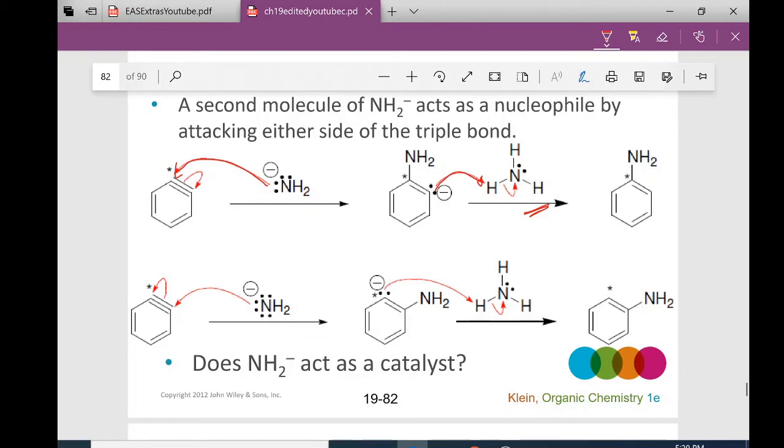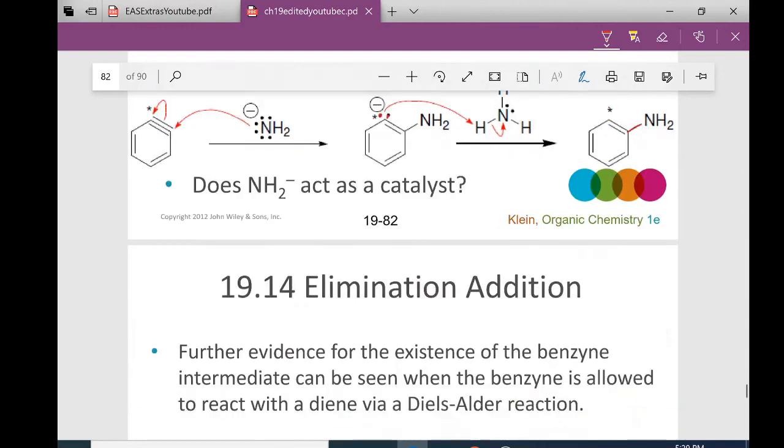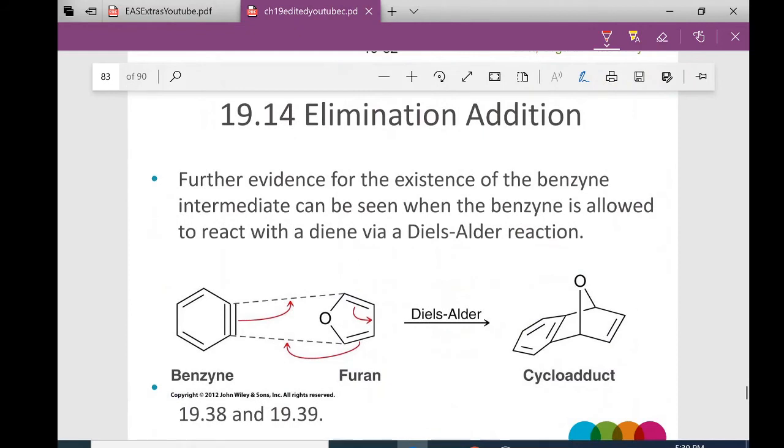Okay, and so we can get that to happen at the carbon that was bearing the leaving group and at the adjacent carbon. So if our lone pair ends up at the adjacent carbon, then that's where we're going to pull off a hydrogen. If the lone pair ends up at the carbon that was originally bearing the leaving group, then that's where we're going to pull off the hydrogen. So the amine group can add in at the carbon that was bearing the leaving group previously, or at that adjacent carbon.